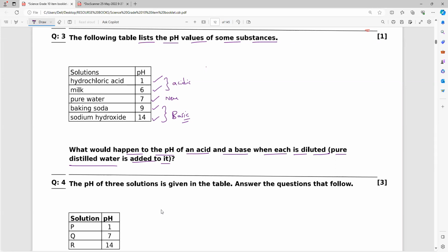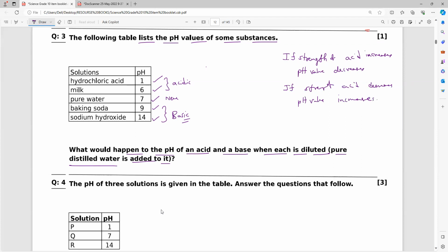Everybody, what will happen? First, before going to study this question, I want to tell you 2 points. You all should remember that. If the strength of acid increases, the pH value decreases. Now, if the strength of acid decreases, the pH value increases. This is for acids.